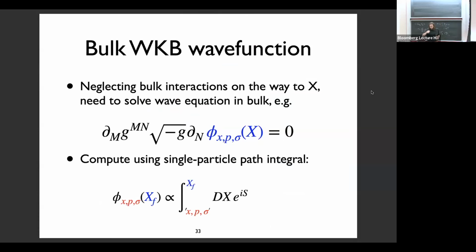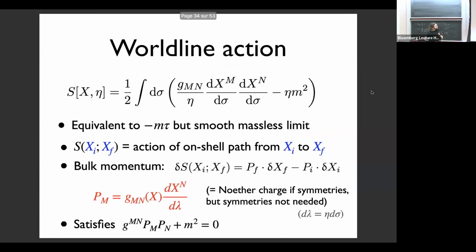So this is the wave equation in the bulk. You can think of it as being calculated from a single-particle quantum mechanics path integral. The star of this is the action in this one-particle quantum mechanics. That's what's going to tell us the phase of this amplitude in the bulk. This is the action of a particle written in a form that has a smooth massless limit.